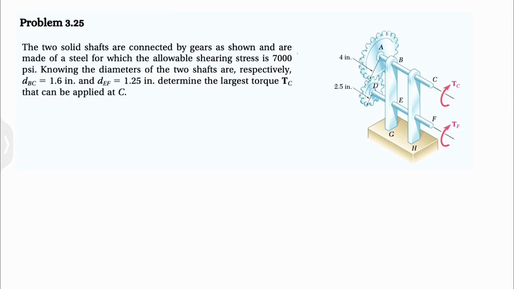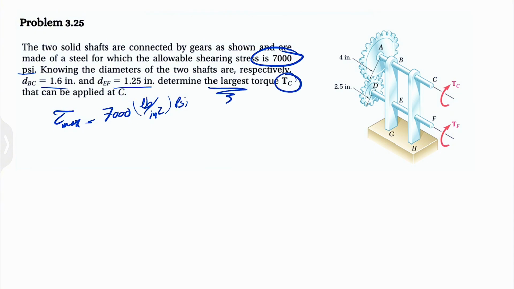Okay, guys, welcome back. We have another question from the third chapter of Mechanics of Materials, question 25 by Johnston. The two solid shafts are connected by gears as shown and are made of steel for which the allowable shearing stress is 7,000 psi. So we have the maximum shearing stress 7,000 psi, or pounds per square inch. We know that the diameters of the two shafts are respectively 1.6 and 1.25. We need to determine the largest torque Tc that can be applied at point C.